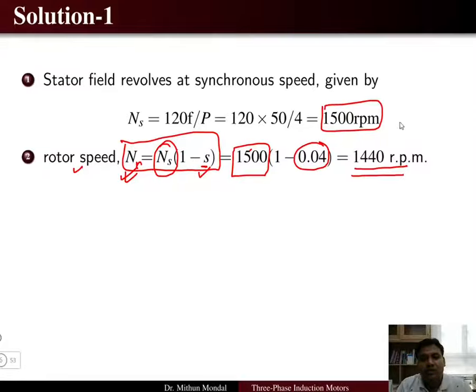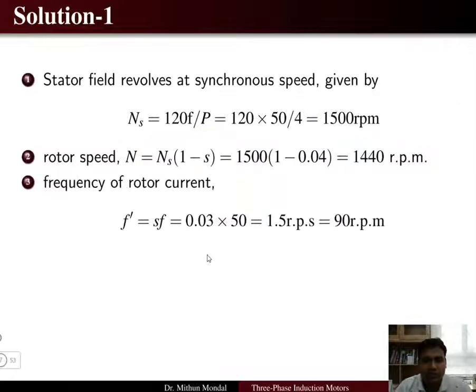In an induction motor, in every case the value of NR is always less than NS. So the speed of the rotor will always be less than the synchronous speed. Now, what is the frequency of the rotor current? When the slip was 0.03, what is the frequency of the rotor current?